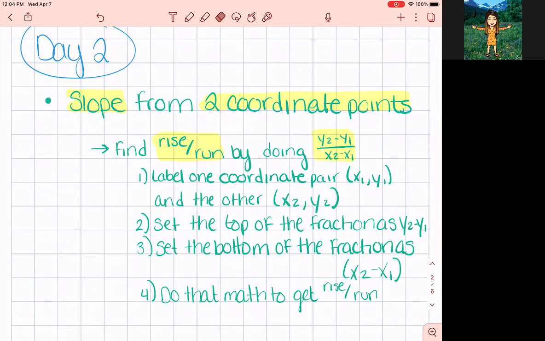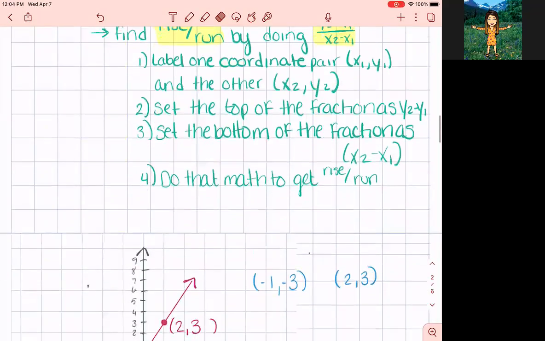So the first step is label a coordinate pair x1, y1 and pick the other one to be x2, y2. Then we set up a fraction with the top of it being y2 minus y1, the bottom of it being x2 minus x1, and then we'll do that math in the fraction to get our rise over run. Okay, so what does that look like?